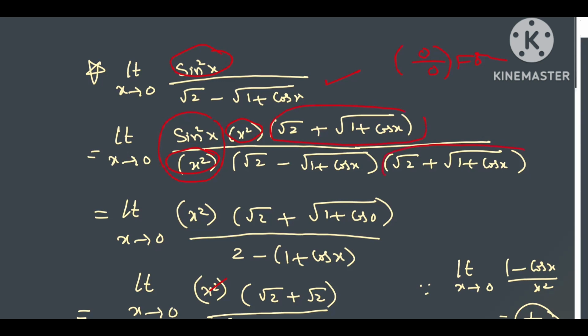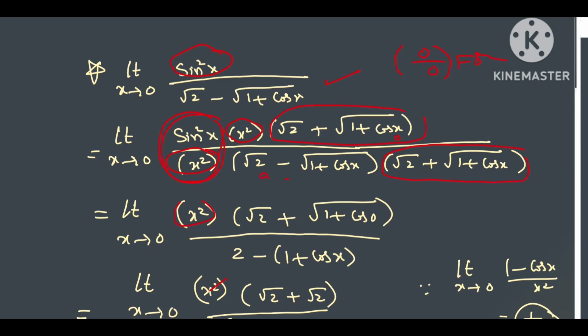So sin square x by x square, according to the Sandwich theorem, this value is 1, as limit x tends to 0, sin x by x is equal to 1. This is 1. Limit x tends to 0, x square into root 2 plus root under 1 plus cos x. In the place of x, write 0 here.